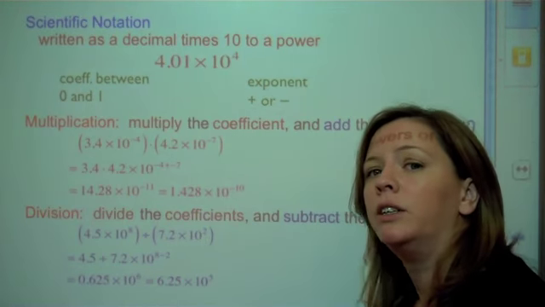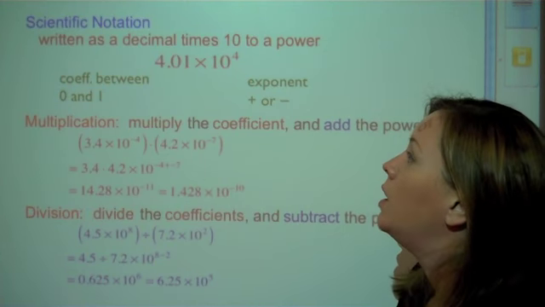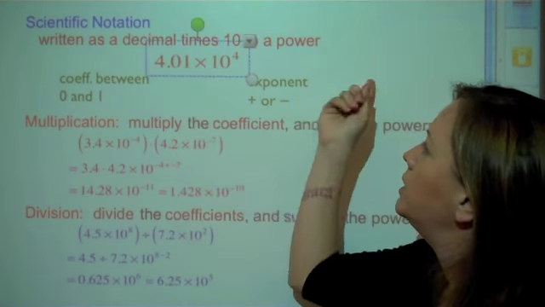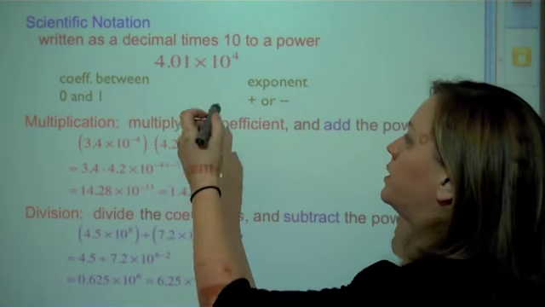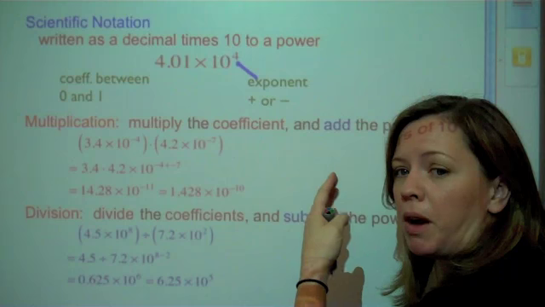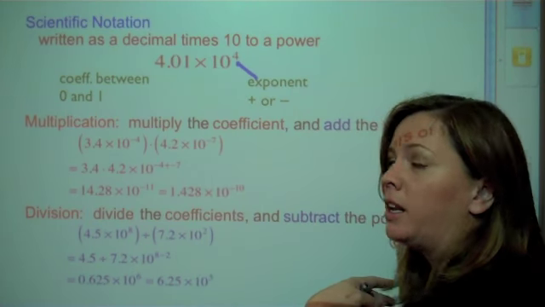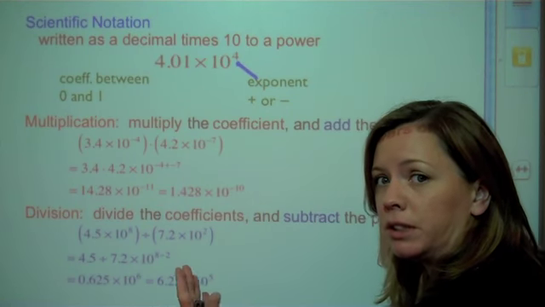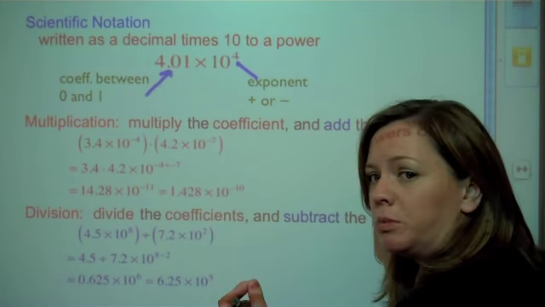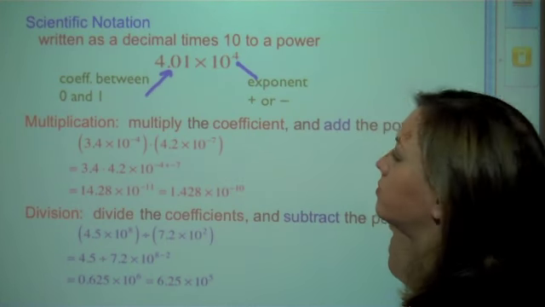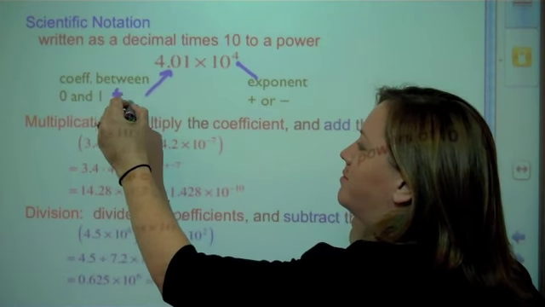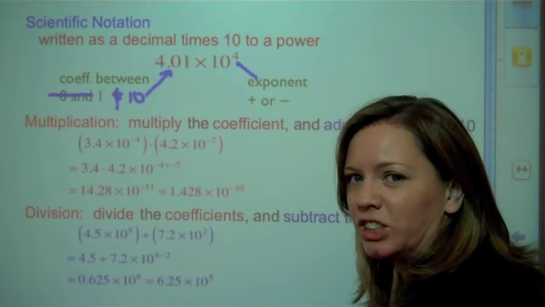All right, last little bit here, a quick refresher of scientific notation. Scientific notation, in a nutshell, is written as a decimal times 10 to a power. So a couple things I want you to remember is that this exponent can be positive or negative. If the exponent is positive, you're looking at a number that is much bigger than 10. If that exponent is negative, you're looking at a really, really tiny number like 0.00, whatever. This number here, the coefficient, has to be a number between 0 and 1. Just kidding. Has to be a number between 1 and 10. Just checking to see if you're paying attention.